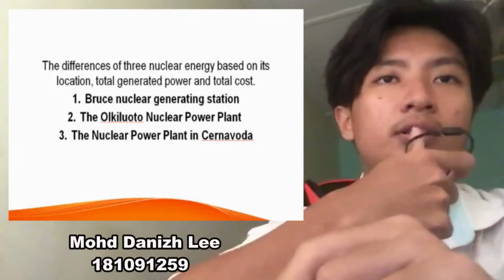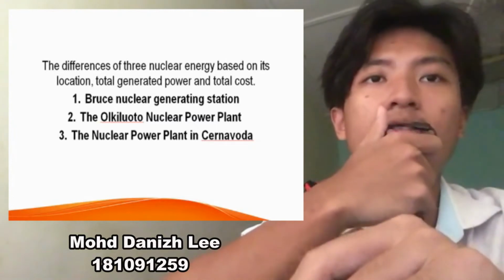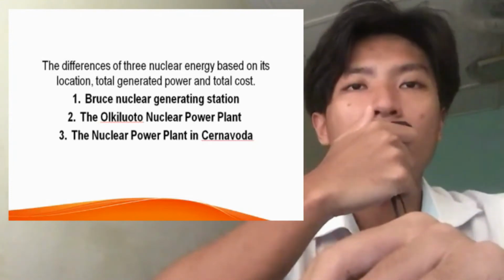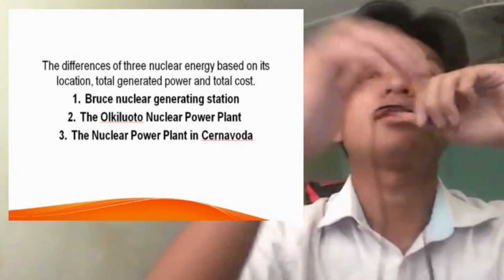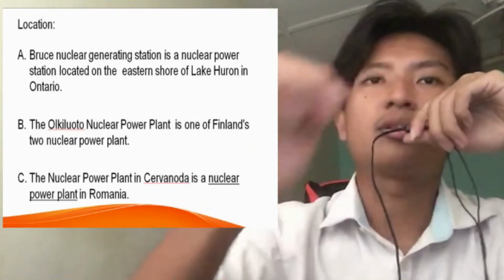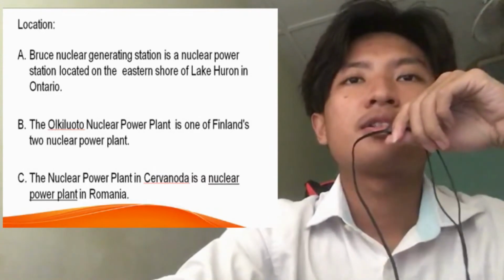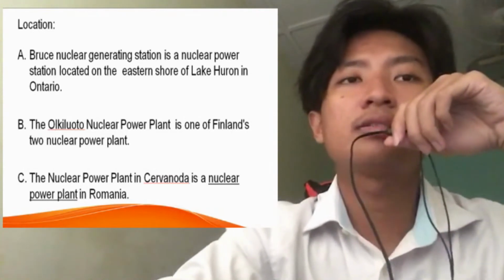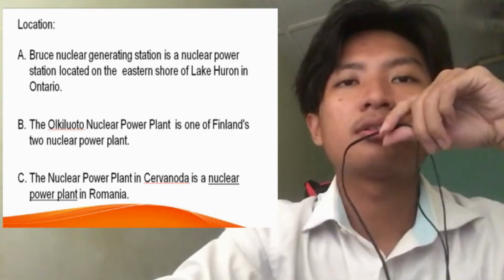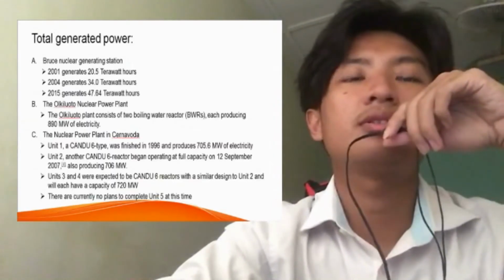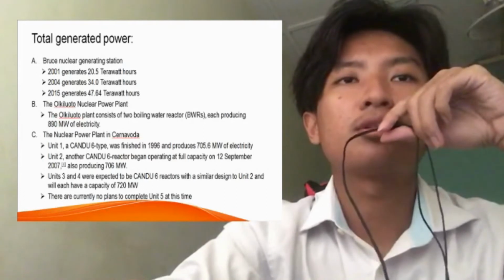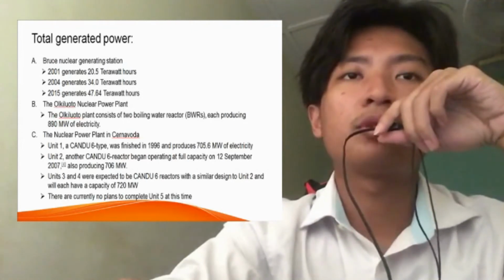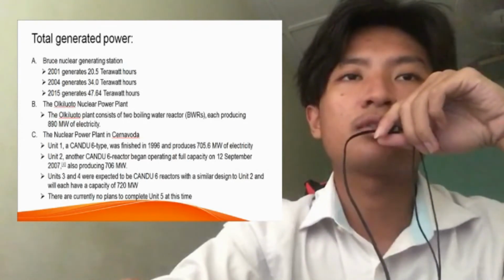I'm going to present the difference between three nuclear power plants based on location, total generated power and total cost. The first is Bruce Nuclear Power Generating Station, the second is the Olkiluoto nuclear power plant, and the third is the nuclear power plant in Cernavoda. Bruce is located at the shore of Lake Huron in Ontario, Olkiluoto is located in Finland, and Cernavoda is located in Romania. For total generated power, Bruce produced 20.5 terawatt hours in 2001, 34 terawatt hours in 2004, and 47.64 terawatt hours in 2015.